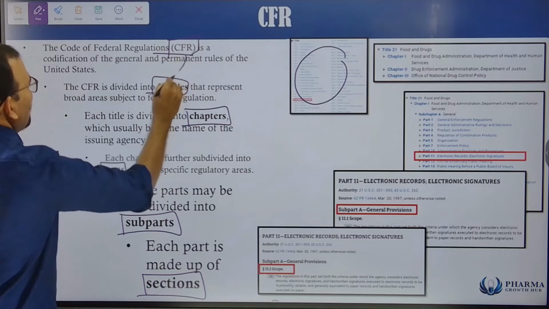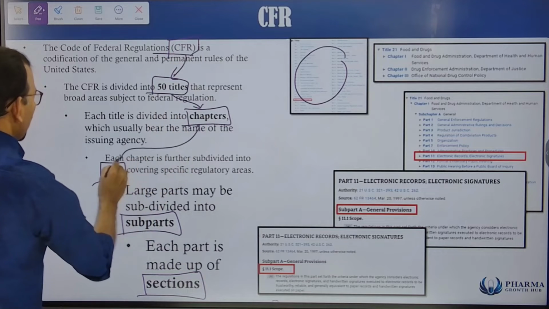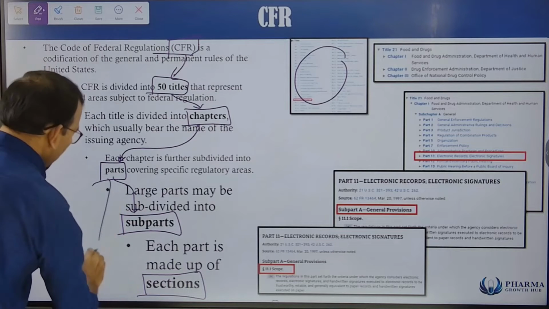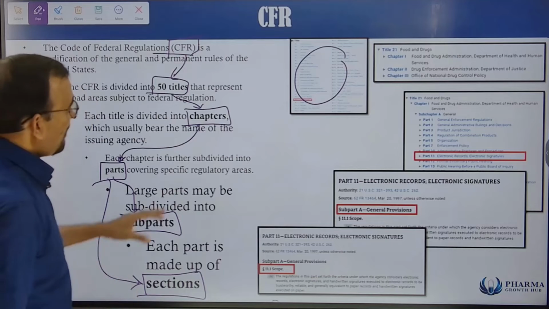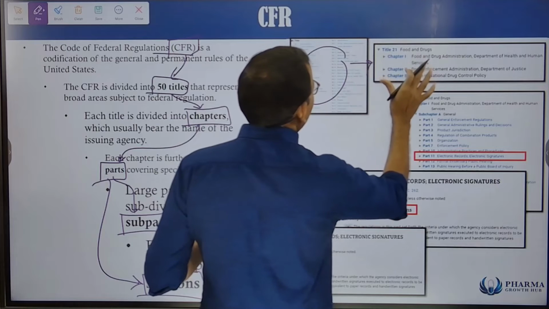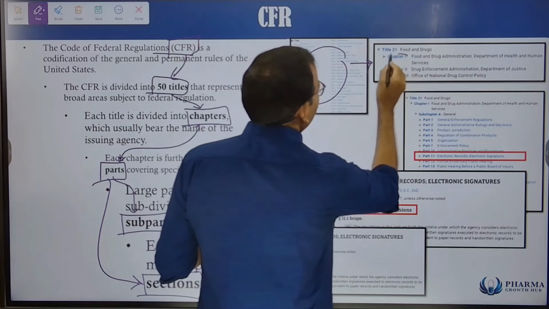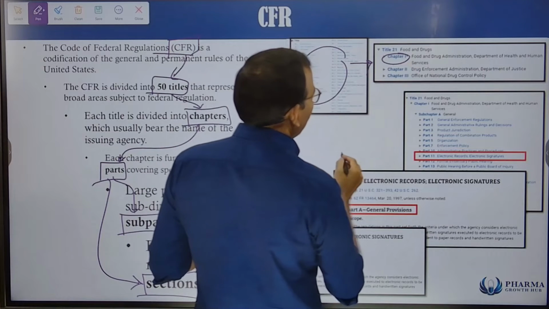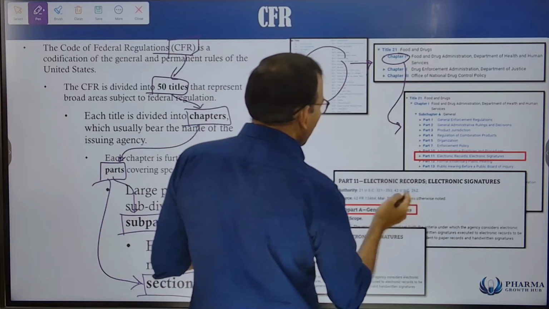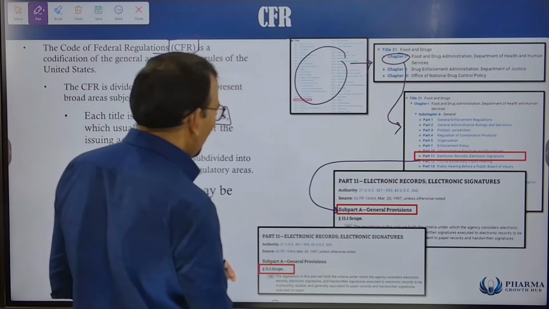See now the link. CFR has 50 titles. A title has different chapters. Chapters have different parts. Parts may be divided into subparts, and each part can have different sections within it. The same journey over here: 50 titles, and each title has different chapters, like chapter 1 for title 21. These chapters are divided into parts. Sometimes if the part is too big, it can have subparts, like subpart A in the case of part 11.